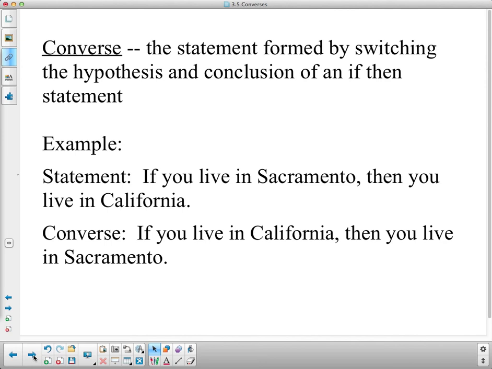The statement: if you live in Sacramento, then you live in California. Okay, before I look at the converse, let's review the ideas. What's the hypothesis and conclusion of this statement? Hypothesis is what? Austin Forney? On this statement, which part's the hypothesis? I know some of you are still writing. But which part's the hypothesis? Nope, that's the conclusion. Okay, so you live in Sacramento is the hypothesis here.